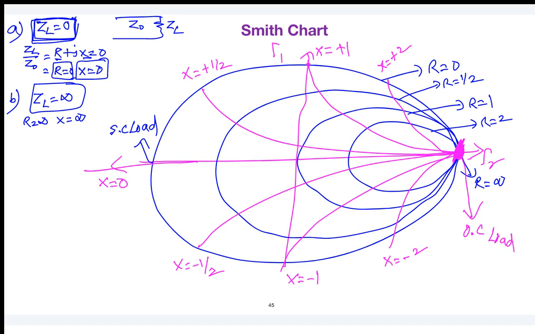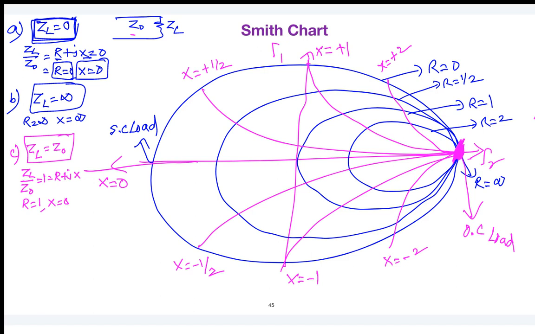Okay, next case, third point. Suppose your load impedance is the same as the characteristic impedance. Just tell me where the point is located quickly. If the load impedance is the same as Z0, what is the value of R and X? ZL by Z0 equal to 1, right? Basically R plus JX. So R equal to 1 and X is equal to 0.